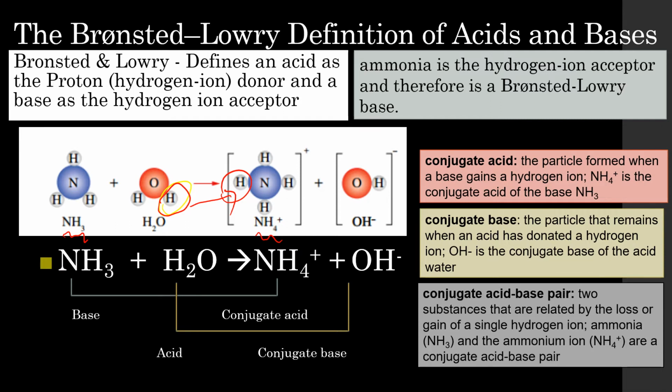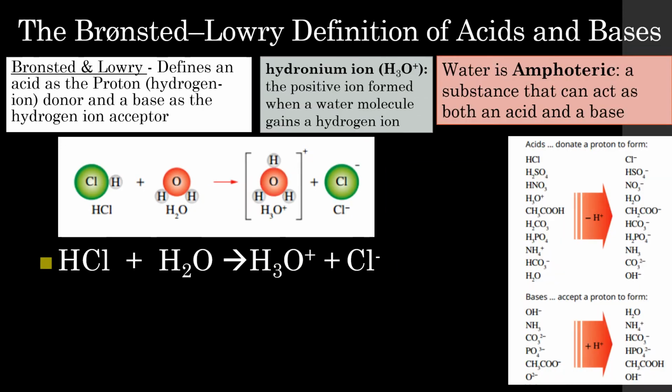And the conjugate acid-base pair are two substances that are related by the loss or gain of a single hydrogen ion. So ammonia and the ammonium ion are a conjugate acid-base pair. Let's have a look at this one. We've got hydrochloric acid or hydrogen chloride in water. So Bronsted-Lowry, remember, defines the acid as the proton donor and the base as the proton acceptor.